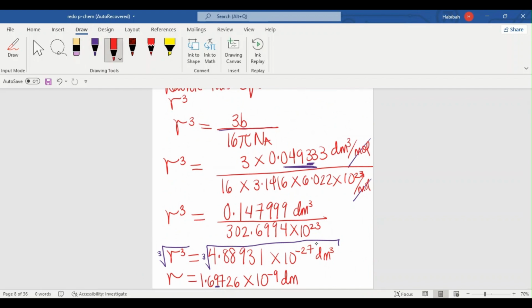So I'm just going to rewrite the answer to be r is equal to 1.70 times 10 to the power of negative 9 decimeter. So this is the radius of this question.